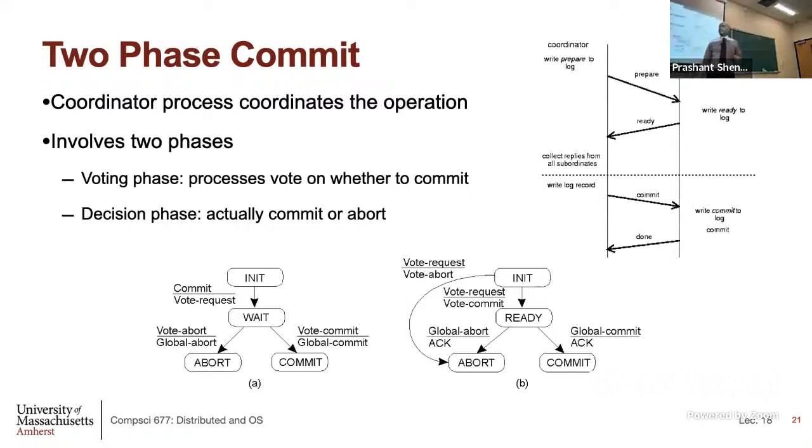But the problem will arise if the coordinator crashes and everyone is stuck in the ready state, where you voted on the outcome of the election, but you don't know what the outcome is. In this case, it's not safe for any of the processes to make a decision without the coordinator. Because remember, the coordinator is also a voter in this case.